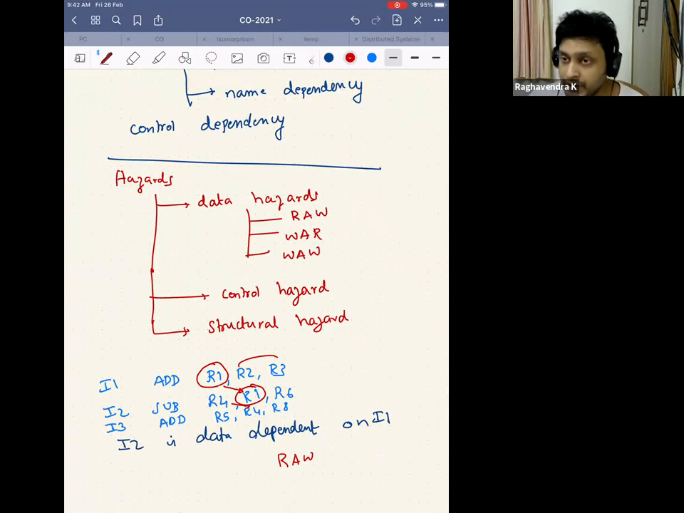Whether this hazard will result in a stall or not is not dependent on the program. It is dependent on the pipeline, the architecture, or the processor that you are running. It might result in a stall. It might not result in a stall. So hazards are with respect to a program. Stalls are with respect to an architecture. Whether that hazard will result in a stall, and how many cycles it will stall, is completely dictated by the way you build the pipeline.